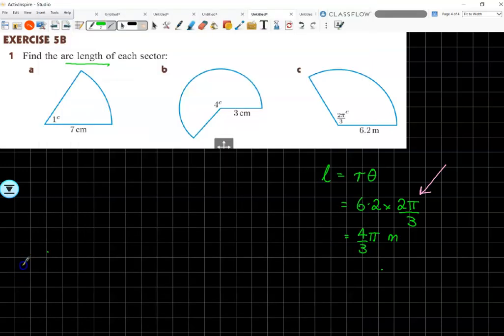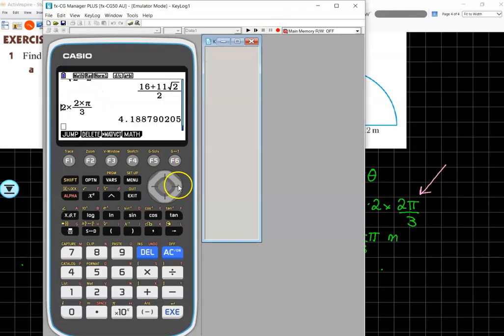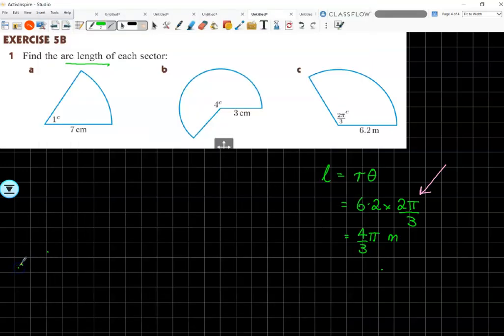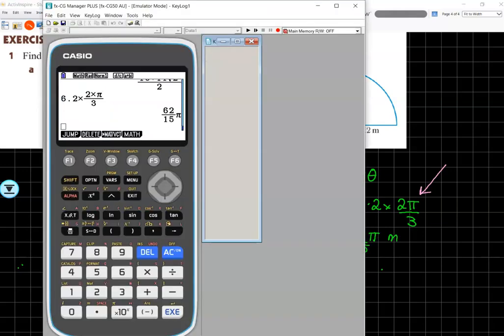Oh, 6.2. That's what you're telling me. Sorry. 6.2. Gotcha. Did I put 6.2 and it didn't come up? Anyway. Ooh, 62 over 15 pi. You can leave it like that, or as we said, you can put it as a decimal. I probably like to do 2 decimal places. So 12.99.